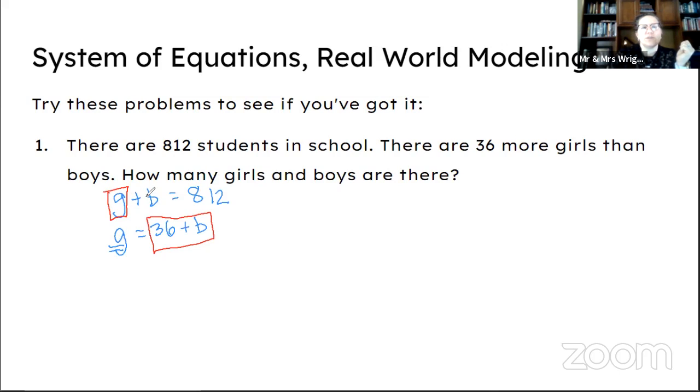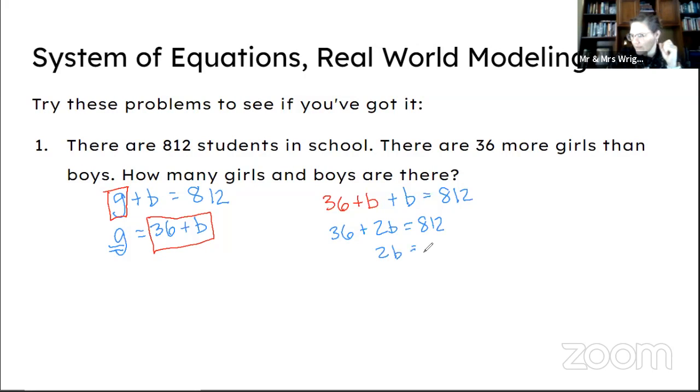So instead of G plus B equals this, I'm going to say 36 plus B, and that replaced my G here. So I'm going to continue with the rest. Plus B equals 812. So now that I see this, I've got to combine my like terms. So 36 is the only constant, plus 2B, because there are 2 B's there. And that equals 812. To get rid of my 36, I'm going to subtract it.